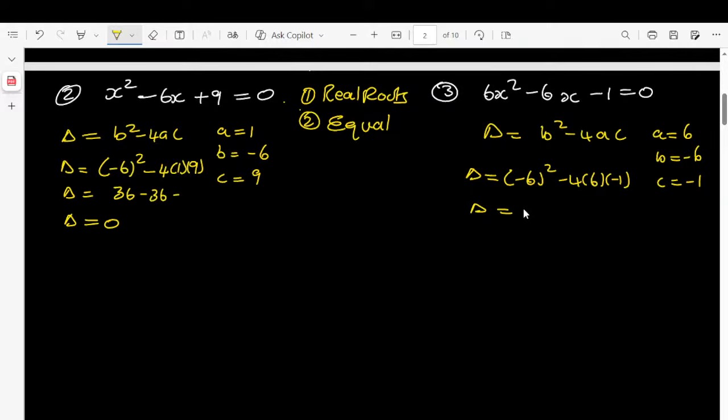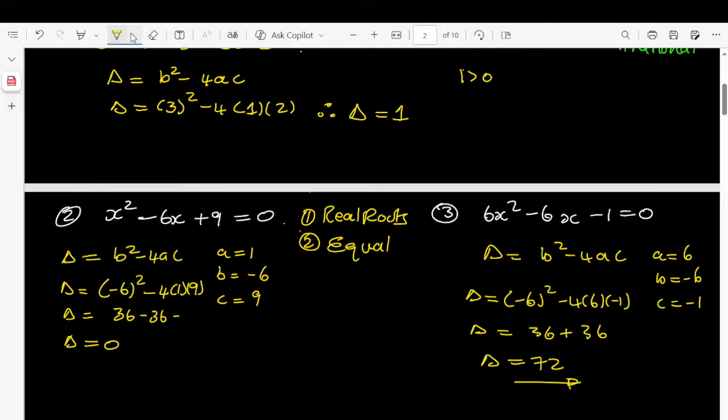We get that 6 squared is 36. 4 times 6 is also 36. Then this will give us 72 when we add the two. So this is 36 plus 36. And the discriminant is equal to 72. So the discriminant is greater than 0.